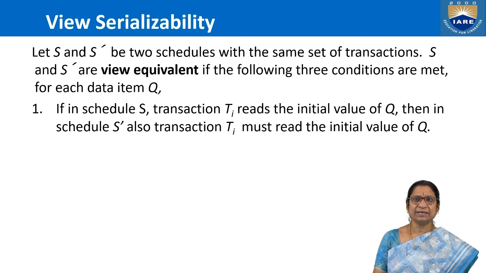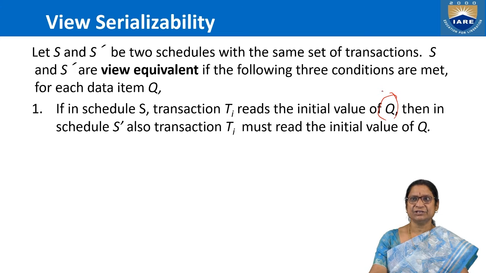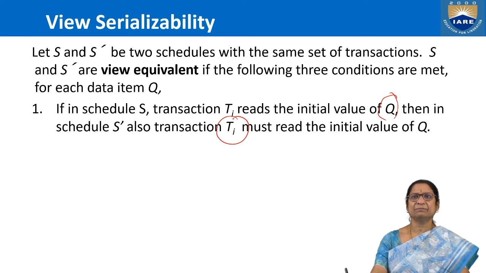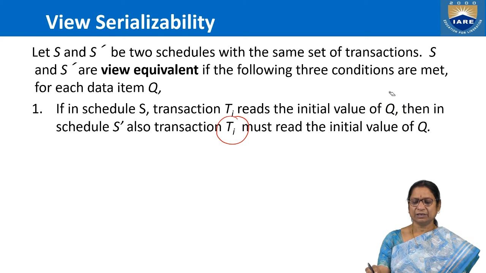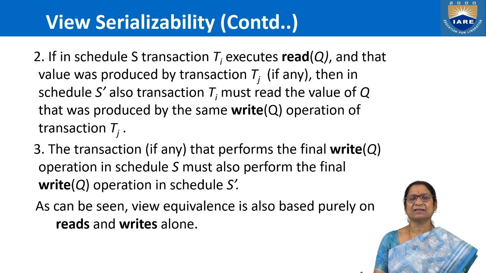In the schedule S, if the transaction Ti reads the initial value of any data item Q, let us assume, then in S dash also Q must be read initially by Ti only. That is, the initial value of Q must be read by the same transaction in both schedules. The starting value of any data item must be read by the same transaction in both schedules.